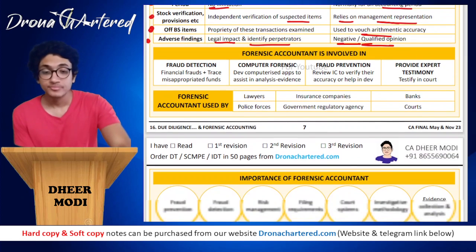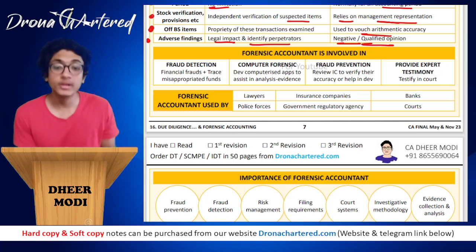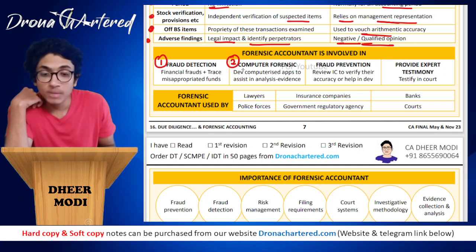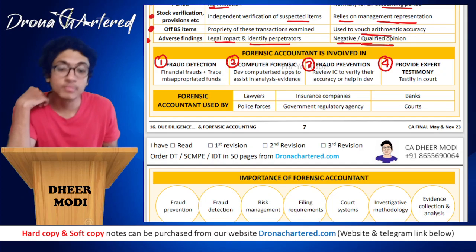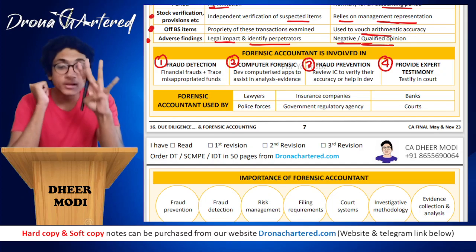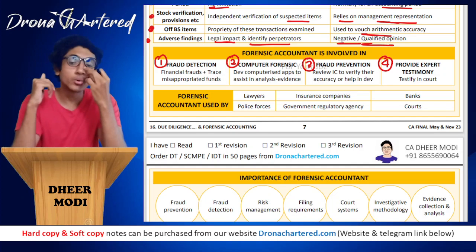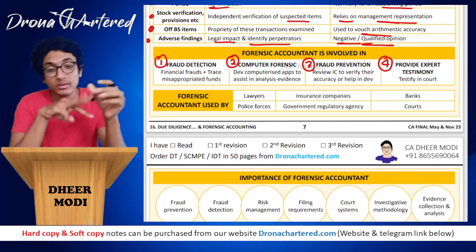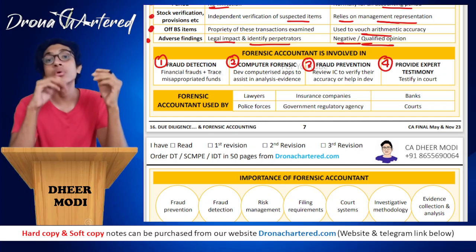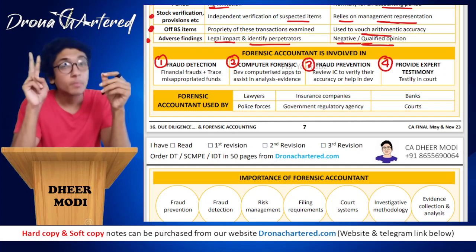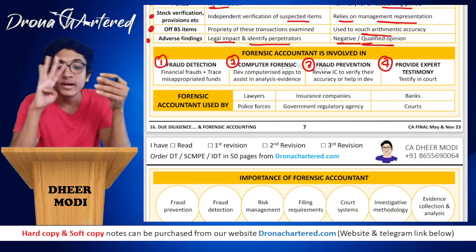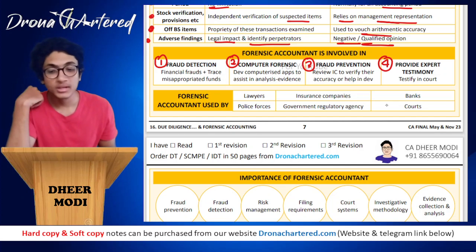Next, your forensic accountant is involved in fraud detection, computer forensic, fraud prevention, and fourth, provide expert testimony. So these are the four areas where your forensic accountant is involved. First is your fraud detection. Second is your computer forensic. Third is your fraud prevention. How do you learn this? Fraud detection, fraud prevention, these are two. Then next is your computer forensic. Of course, computers will be required. And fourth is providing expert testimony.